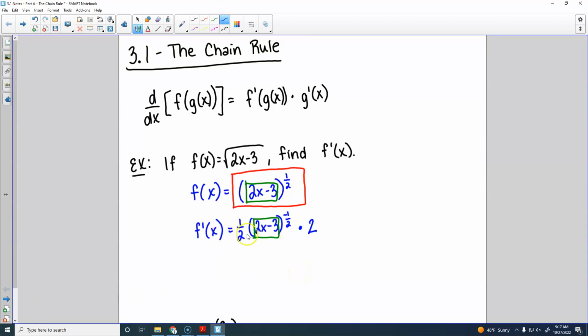So when we're putting all of this together right here, this is 1/2 times 2x minus 3 to the negative 1/2 times 2. What could I put together that would make this a little easier to deal with? 2 and the 1/2. What's 2 times 1/2? 1. It just kind of goes away, right? Because it's 1. So I could just write this basically as 1 over the square root of 2x minus 3.